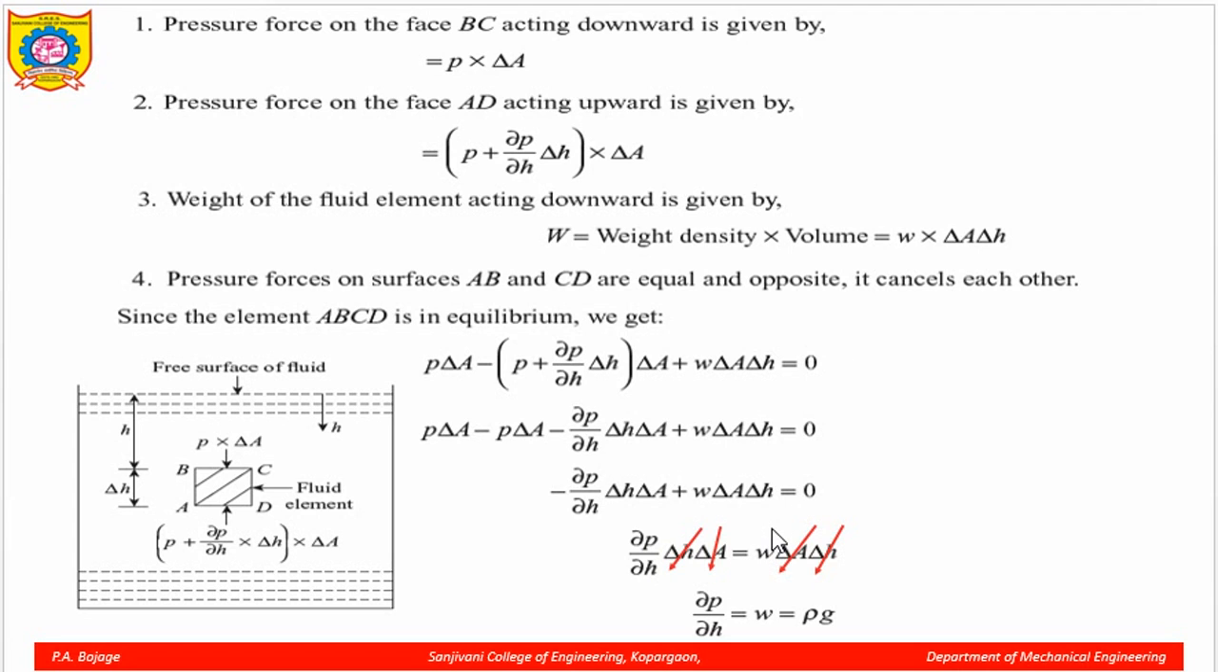Weight density, as we have seen in the fundamental properties, is given by density multiplied by the specific gravity. In the first unit we saw, as per the definition of weight density, that it is mass density multiplied by the gravitational constant g. So, delta P upon delta H is equal to W, which is equal to rho g.